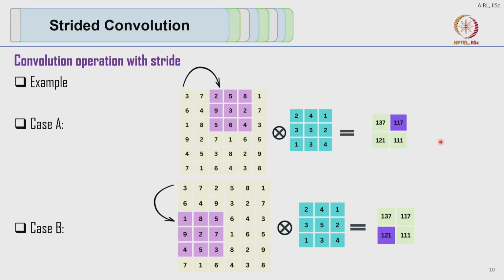Why do we need the stride? Because there are many pixels representing the same feature space. There is no additional information I will be gaining. In such cases, you can use the stride operation to extract the local features. Okay.